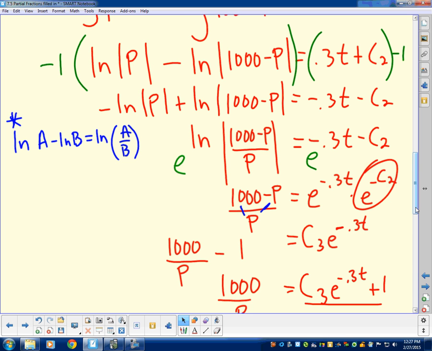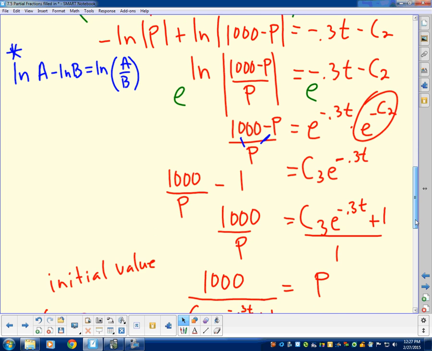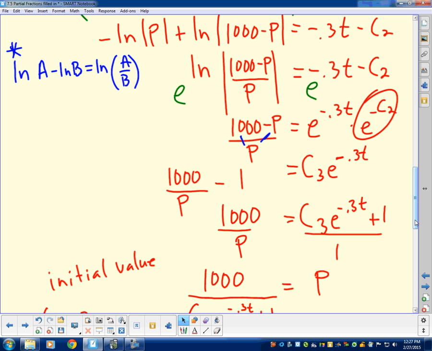We're almost there. Remember what we're trying to do here? Find y equals, but in this case it's not y, it's P equals something in terms of t. So next step is we can add the 1 over to the other side. So I have 1,000 over P equals c sub 3 e to the negative 0.3 t plus 1. So that's adding the 1 over.